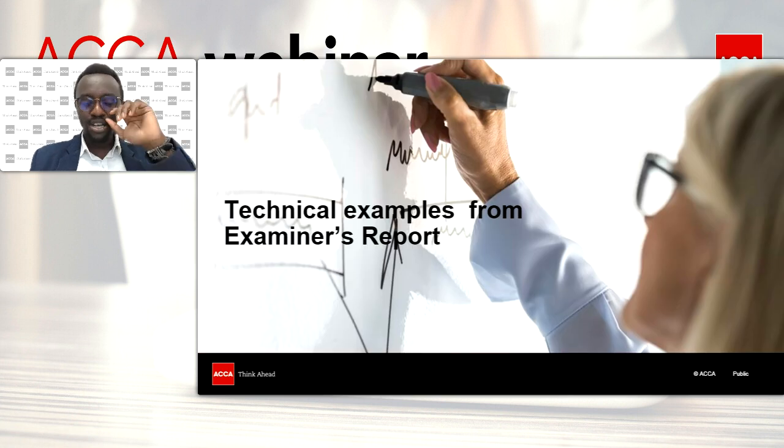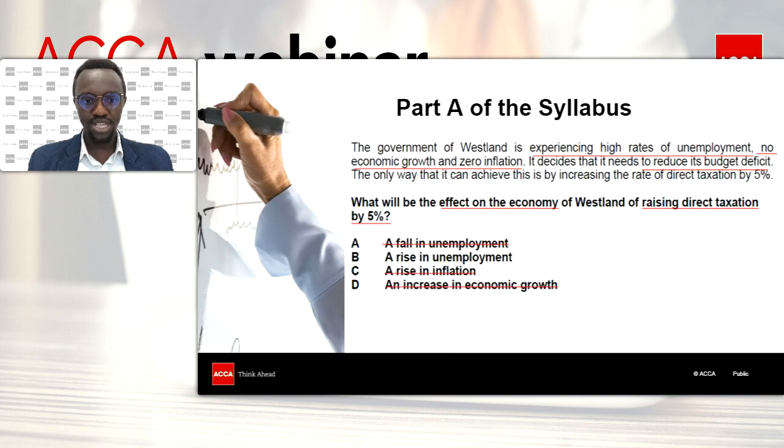Now, some technical examples from the examiner's report that I'd want to touch on. Actually, the first question is, what will be the effect on the economy of Westland of raising direct taxation by 5%? And then I find here, the government of Westland is experiencing high rates of unemployment, no economic growth, zero inflation. My goodness. This is a very tough country to be in, isn't it? It sounds like stagflation. Now, you're told it decides that it needs to reduce its budget deficit.